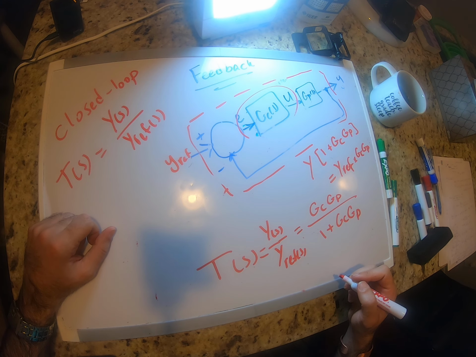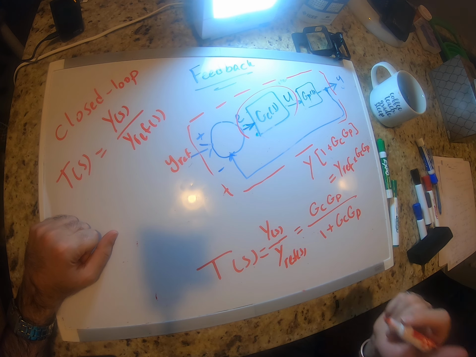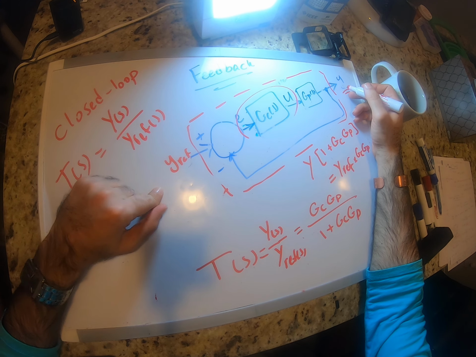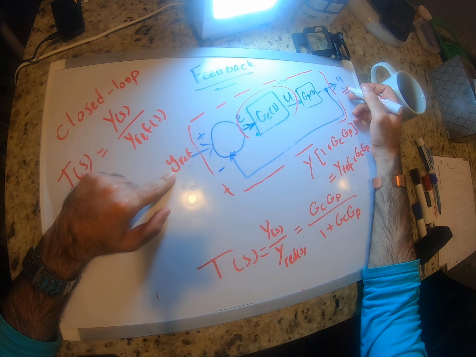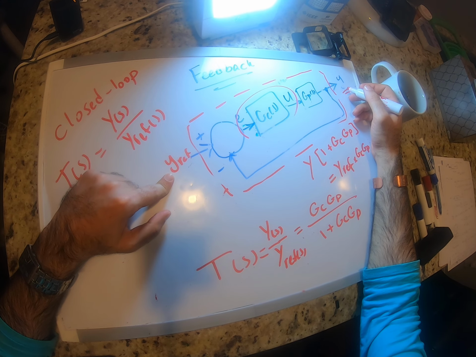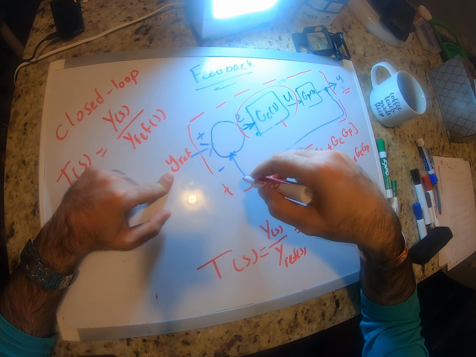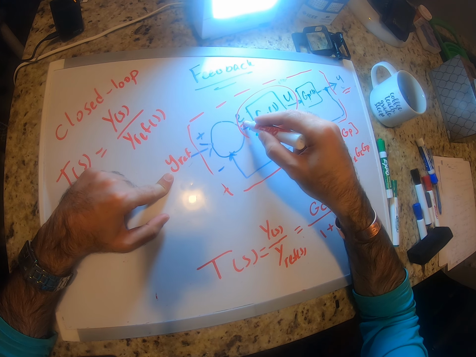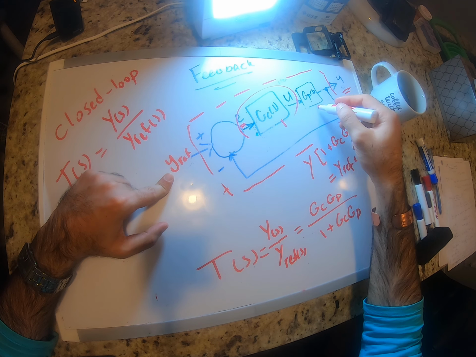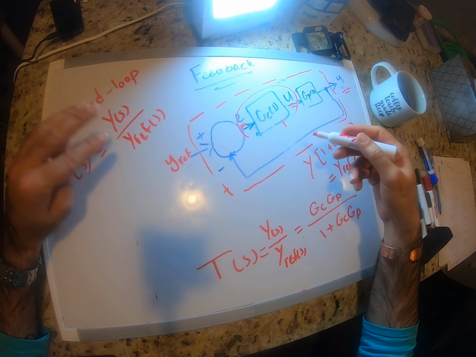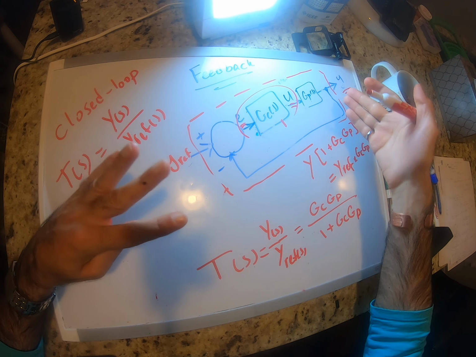Okay, so we wanted to make our output closer to our reference, like the desired output. So we had to add a controller. We had to take a measurement of our output. We have to find the error. And now the input to our plant is variable based on whatever happens to this output.